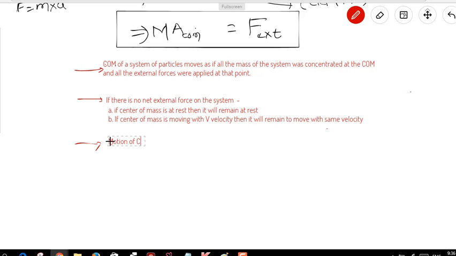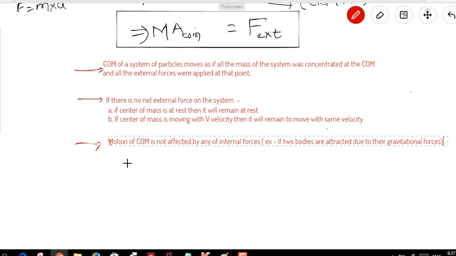Third is that the motion of the center of mass is not affected by any of the internal forces, right? Because they cancel each other, right? So for example, if two bodies are moving due to the gravitational forces or electrostatic force, right? So now we'll do some problems.